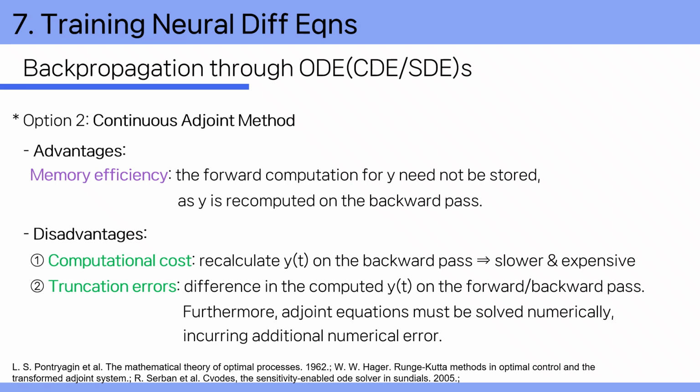But there are trade-offs. First, it is more computationally expensive because we have to recalculate y during the backward path. Second, we introduce truncation errors since the forward and backward solutions for y may not perfectly match. And finally, the adjoint equation itself must be solved numerically, which brings in additional numerical error.